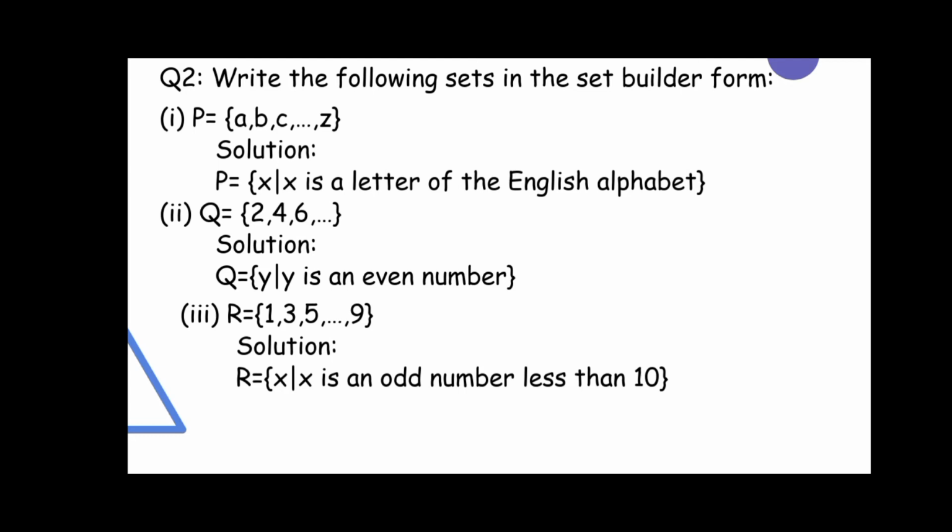Okay. Now part 3 is R equals 1, 3, 5 and so on to 9. And we have observed that this set is the set of odd numbers less than 10, because this set went from 1 to 9. So less than 10 we have observed. So R equals curly bracket X such that X is an odd number less than 10. And this will be read as R is the set of all X such that X is an odd number less than 10. Alright. Now do the remaining parts yourself. Same strategy will be followed.